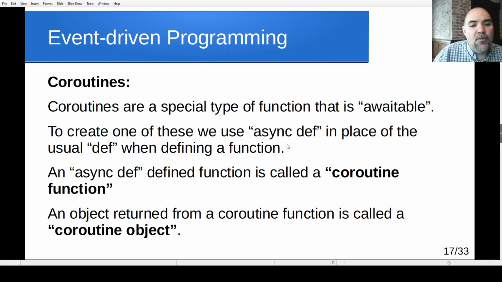All right, so how do we define one of these? We use async def in place of the usual def when we define a function. So it's just like defining a function, but we use this async keyword in front of the def. Any function that's defined with async def would be a coroutine function. An object returned from a coroutine function would be a coroutine object. So the return value from an async def function would be one of these coroutine objects.